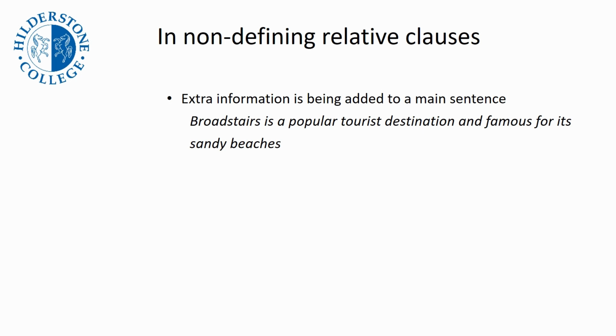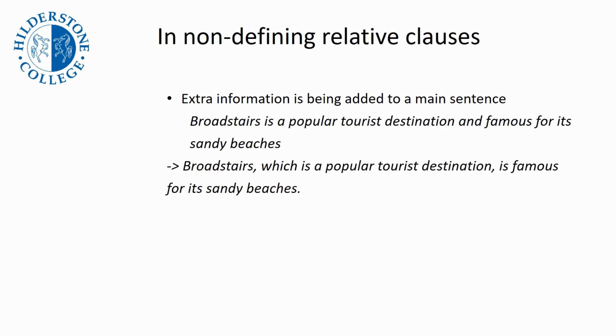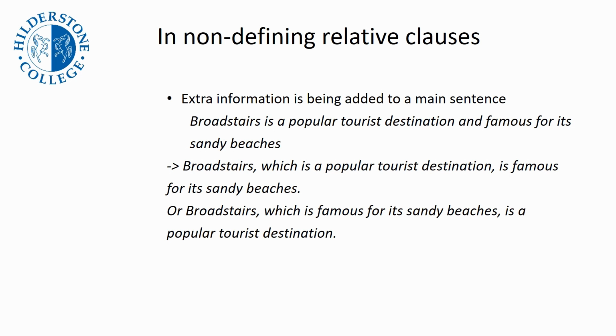Now that's a correct sentence, but we could combine those two sentences a different way. For example, like this: Broadstairs, which is a popular tourist destination, is famous for its sandy beaches. And equally, you could say it this way: Broadstairs, which is famous for its sandy beaches, is a popular tourist destination.